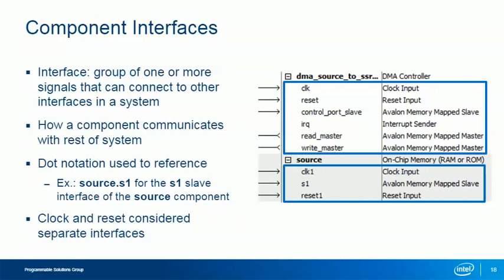Component interfaces are denoted using dot notation, with the name of the component and the name of the interface. So source.s1 refers to the slave interface named S1 that is part of the component named source. Note that unlike component names, interface names are defined by the component and cannot be changed in the standard edition of the tool. The Pro Edition includes features that do allow you to change interface names, even on off-the-shelf IP. Again, see the Platform Designer Pro Edition online training for details.